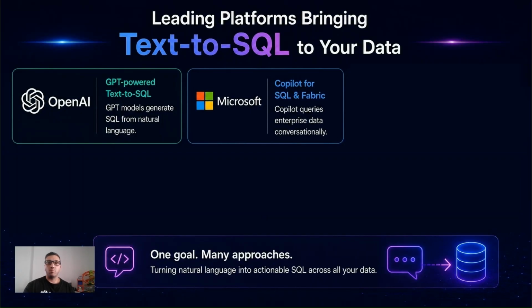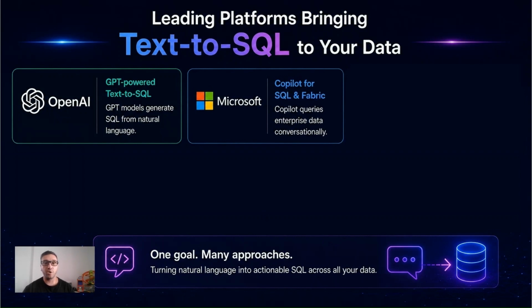Anyway, enough about me. Let's talk about why every data company suddenly cares about text to SQL. Most leading platforms include some form of text to SQL. OpenAI, for example, has natural language analytics capabilities powered by GPT models that generate SQL over connected enterprise databases.